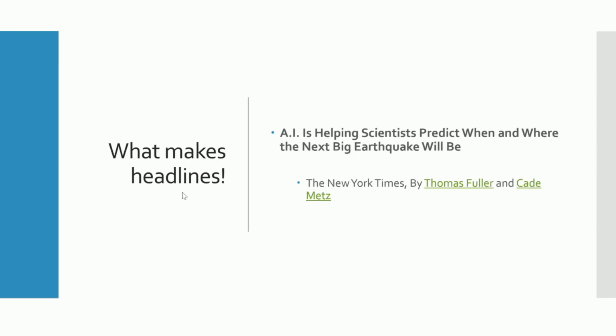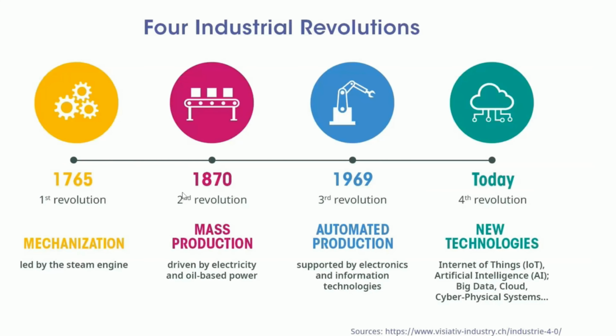For example, we could be making headlines like this one. The AI is helping scientists predict when and where the next big earthquake will be. True or false, but this is a headline people would like to see. So if we do something which is significant for the public, and it's also using high tech, it will definitely catch public's eye.